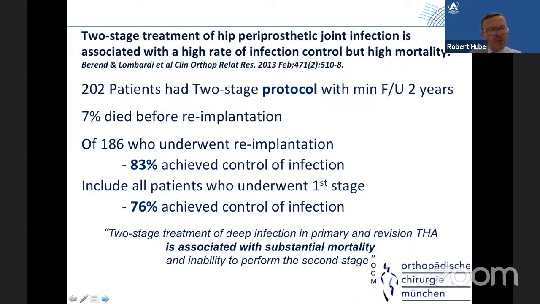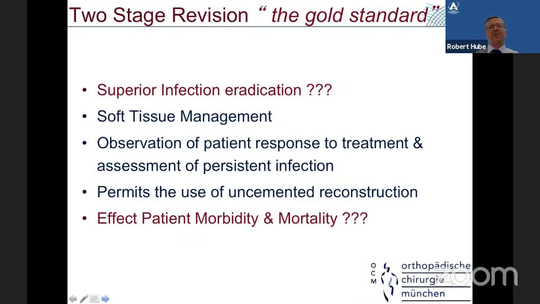In our practice, we don't see these cases, but at least you have to admit that there are other groups and they have these data. 7% died before reimplantation, and 7% is one of 18. That is quite a significant number. But still, worldwide, two-stage revision is a gold standard.